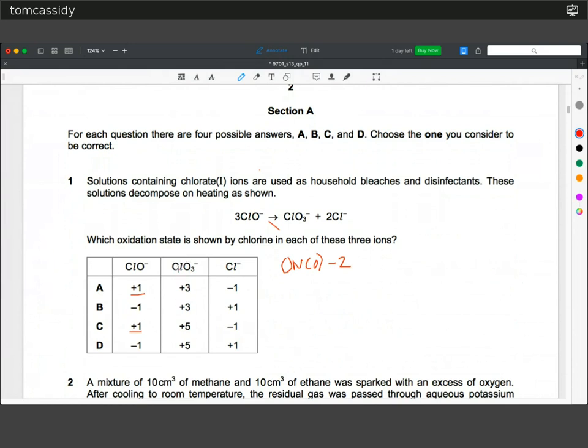For this ion here, the overall oxidation state is -1. So the chlorine oxidation state there has got to be +5. So it must be either that one or that one. And we can see quite clearly that we're getting down to answer C already. Just to confirm that, the oxidation state for the chloride ion, of course, is -1. So that gives us answer C.